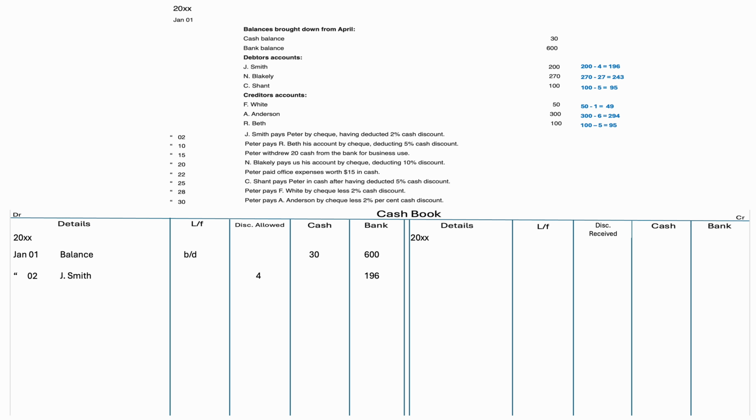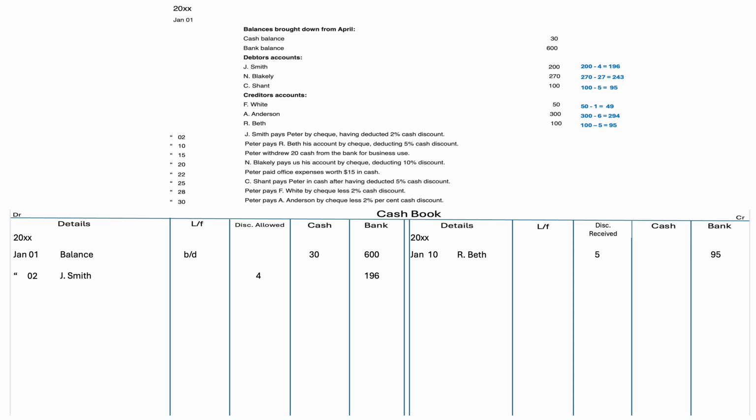For the next transaction on the 10th, Arbeth was paid $95 after Peter received a discount of $5. Arbeth is a creditor, therefore the payment made to him by Peter is recorded on the credit side. In the details column, we write January 10th and Arbeth. Arbeth gave Peter a discount of $5, so that is put in the discount received column, and in the bank column we put $95.